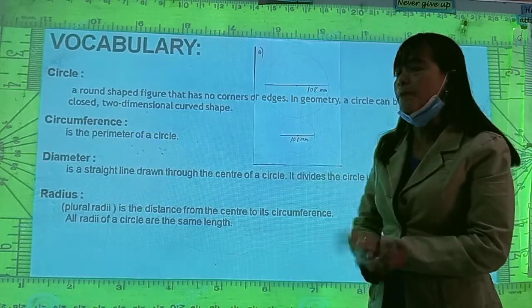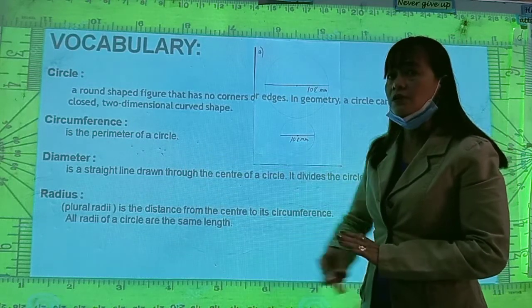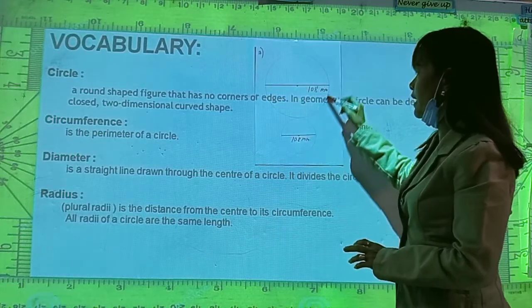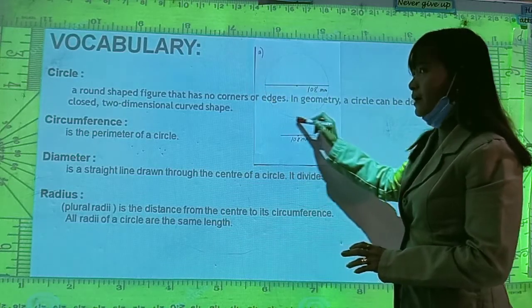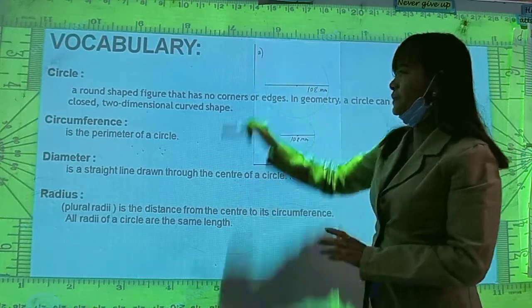How about circumference? Circumference is the perimeter of a circle. Where is the perimeter of a circle? This is the perimeter of a circle. Again, class, this is the circumference, or the perimeter, of a circle.